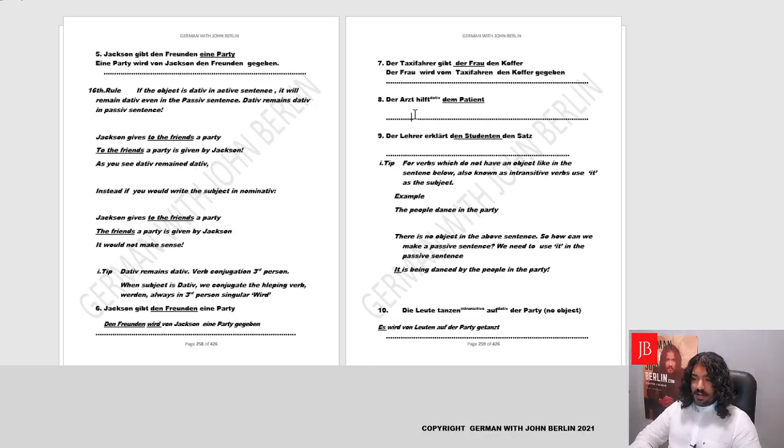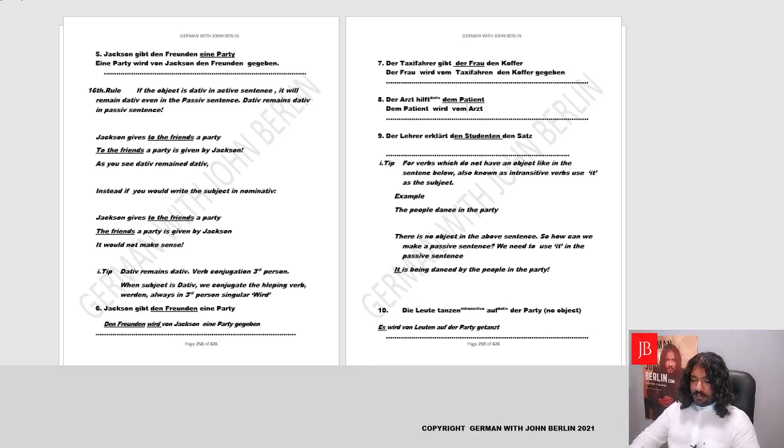Der Arzt hilft dem Patient. The doctor gives help to the patient. So "to the patient" will remain "to the patient." We can't say the patient is being given help by the doctor. It's: to the patient, help is being given by the doctor. We'll begin with dem Patient, dative bleibt dative. Conjugate the verb werden in third person: dem Patient wird von dem Arzt, it will be vom Arzt. Yes, dative.